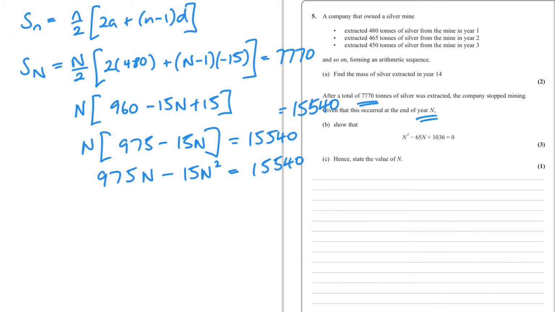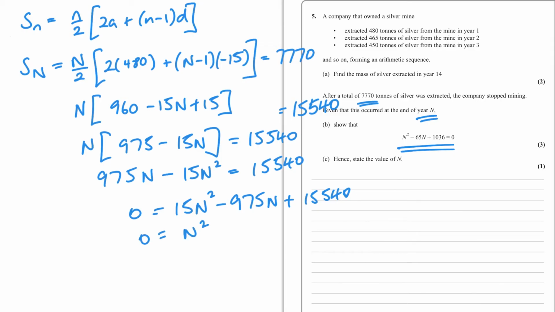Now let's get everything to the one side. So 15n squared minus 975n plus 15,540. And looking at this, we should be able to divide by 15. Just double checking. And we do in fact get exactly what we wanted and were expecting.